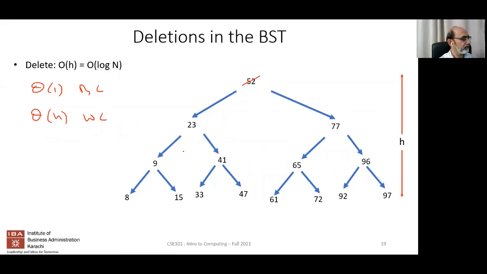I'm going to say you can't delete the number 52. So basically you're saying you can't delete it. Okay, so let's assume that you can't delete it. Let's take a simpler number. Let's delete number 61. So how are you going to delete that?